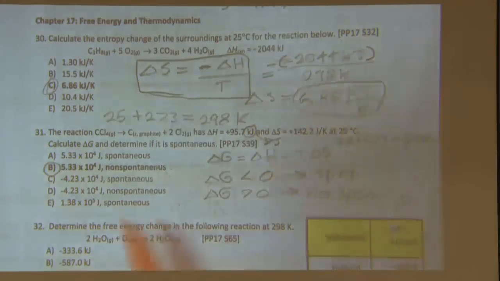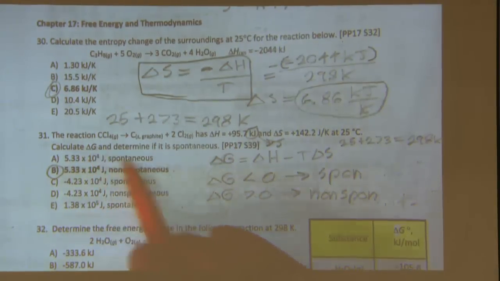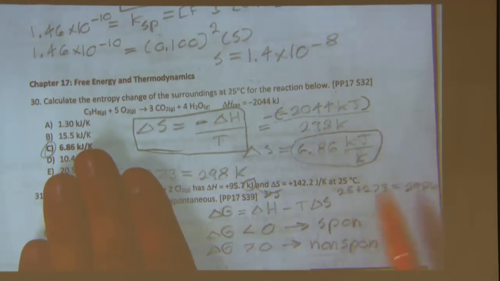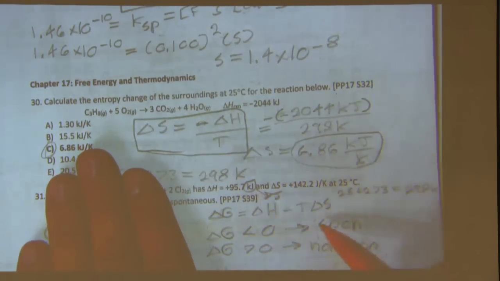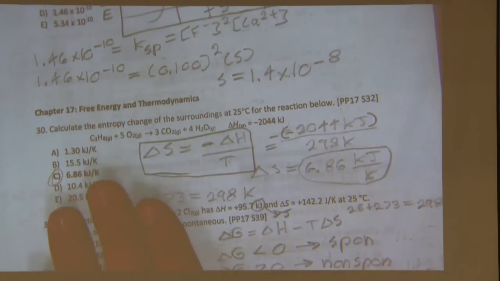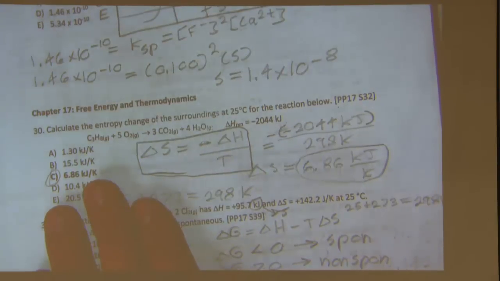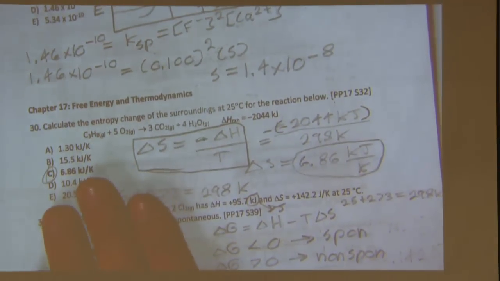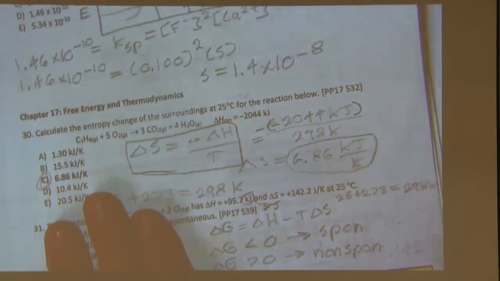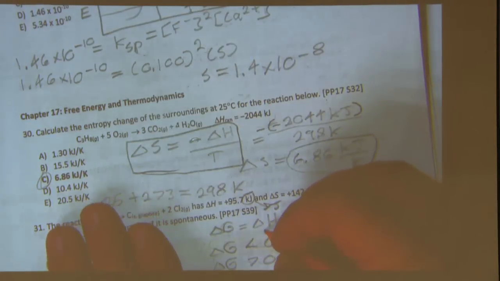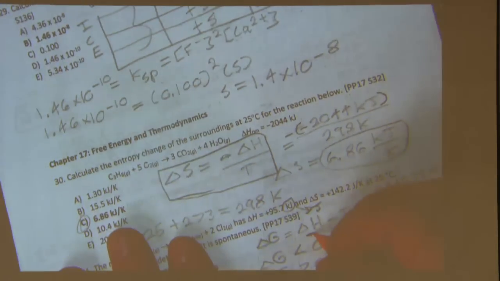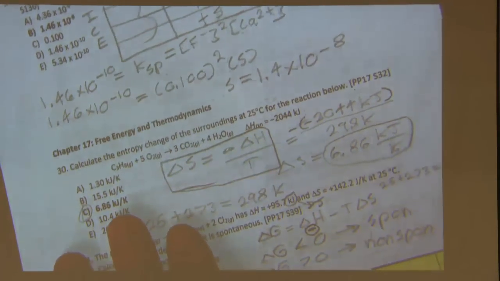Okay. This one says calculate delta G and determine if it is spontaneous. So, here, remember that delta G is equal to delta H minus T delta S. What does delta H stand for? Enthalpy. What does delta S stand for? Entropy. Which delta H is favorable, negative or positive? Negative is favorable for spontaneous reactions. A negative, and that's exothermic.